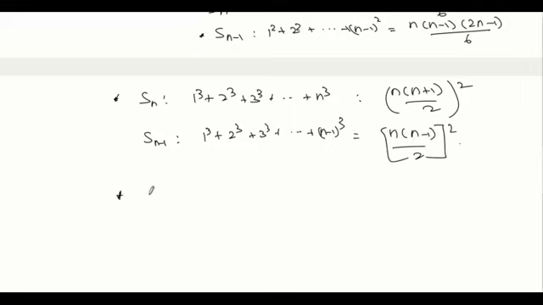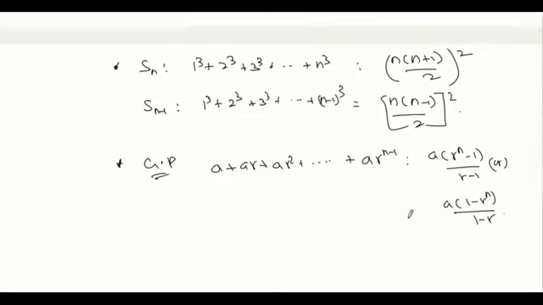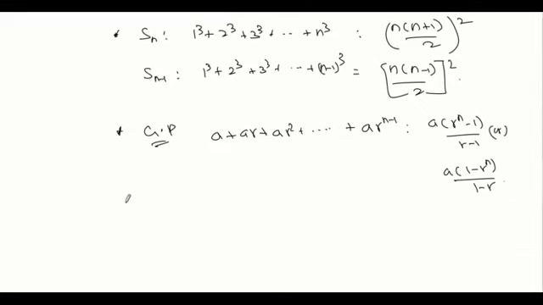Okay, next is geometric progression. So that is actually what? A plus AR plus AR square plus etc. plus AR power n minus 1. This formula also we should remember, that is A into R power n minus 1 by R minus 1, or we can say A into 1 minus R power n by 1 minus R. It depends on the given sum. So these are the ideas we should remember to do the sum.